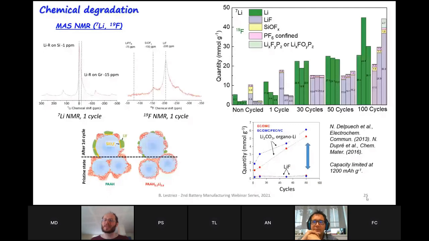There is a higher amount of lithium compared to the amount of lithium brought by LiF, but we think we can attribute this difference to the amount of lithium that can be trapped inside the silicon particles.